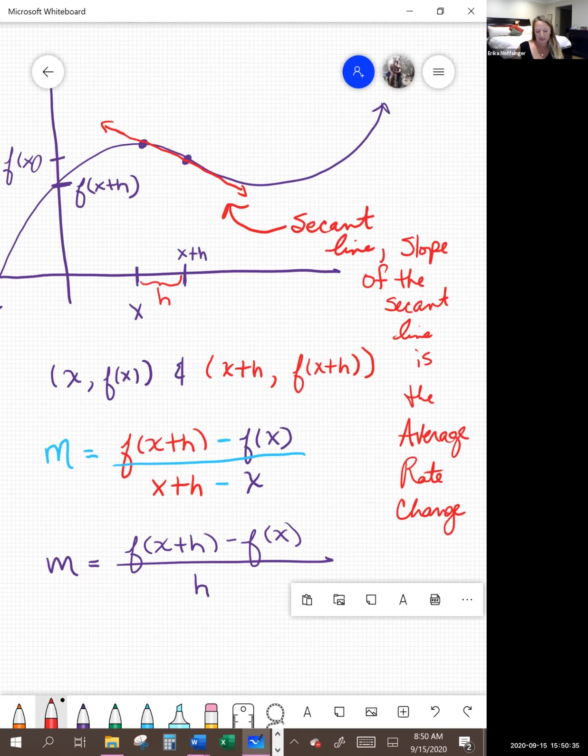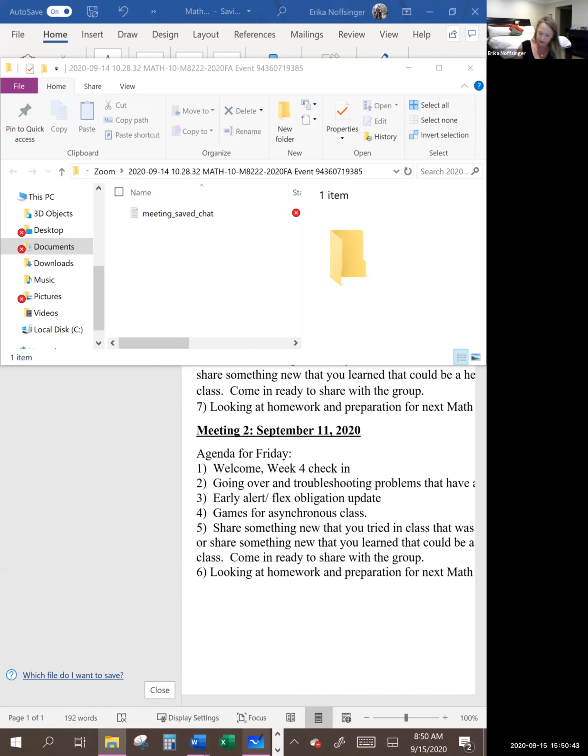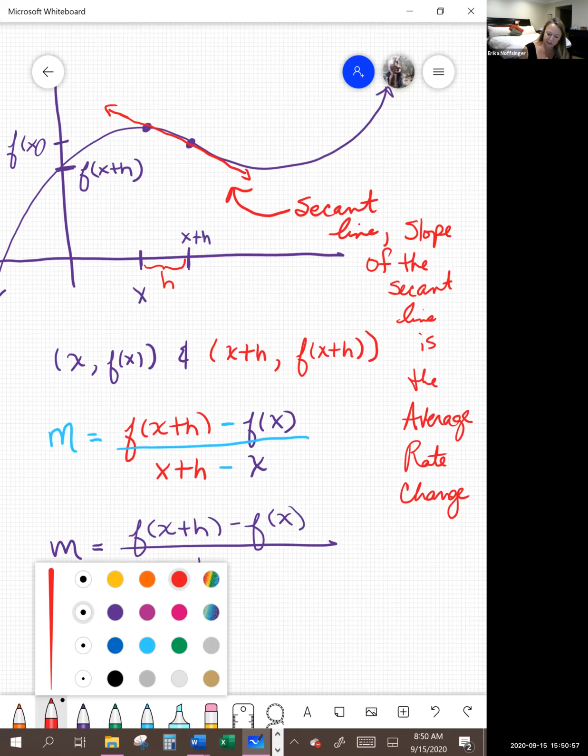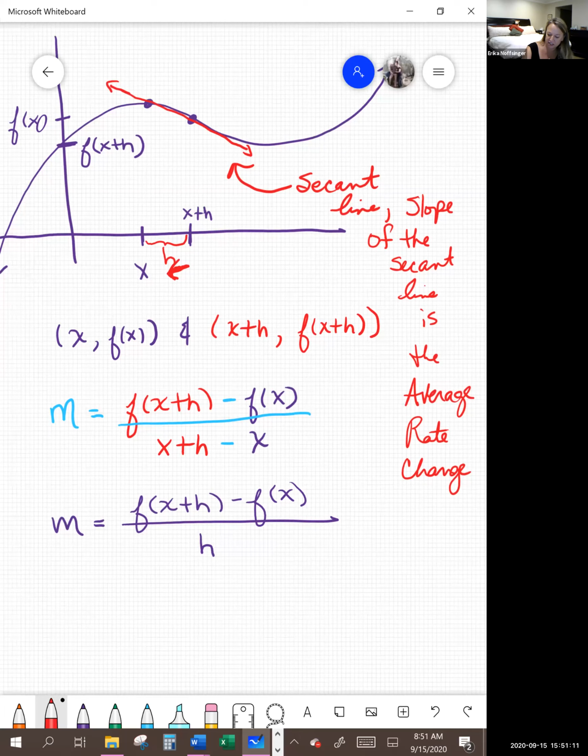Okay, so the concept behind calculus is that we've only been able to find slopes of lines. But if we took this picture and, instead of making h this big, decided to make h smaller, and kept making h smaller and smaller as we get closer and closer to x, we're going to let h go to 0.